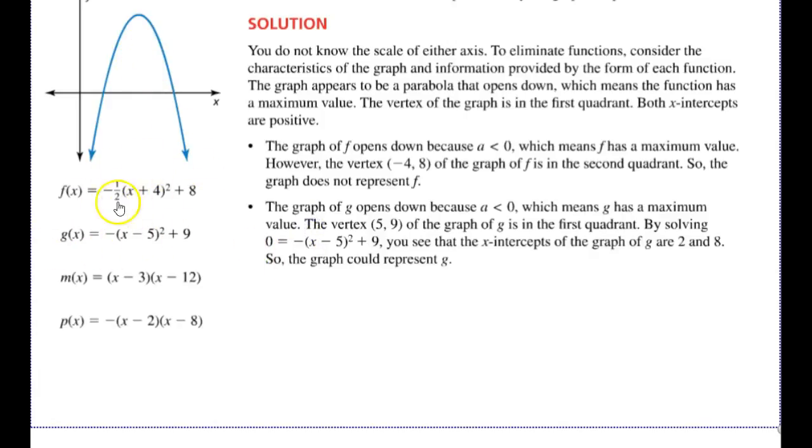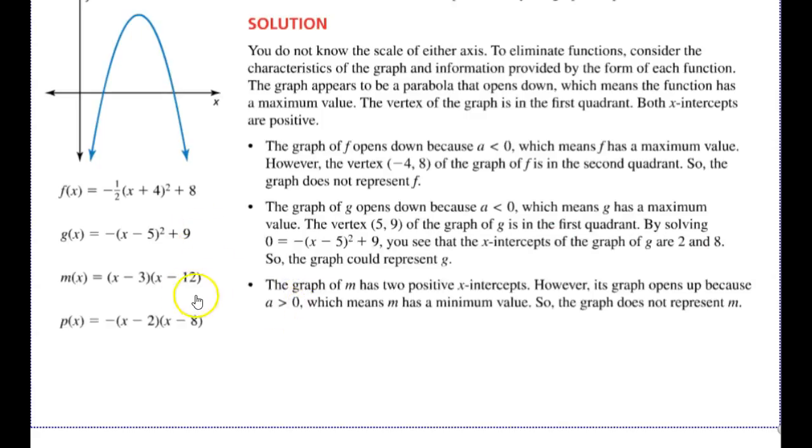So now let's look at this g of x, this second function. Well, it opens down, so that's good. That's a possibility. My vertex would be at 5, 9, which is possible. So this is a possibility, so I have to go a little bit further. I solve it, and I can solve it by using my square roots, right? I see that my intercepts are 2 and 8, so this is a possibility.